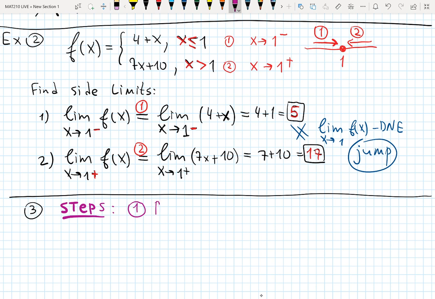Maybe you can just plug in the number like I did over here. I plugged in 1 and it was 4 plus 1. There is no discontinuity here, no division by 0, no negative numbers. So maybe everything is fine.